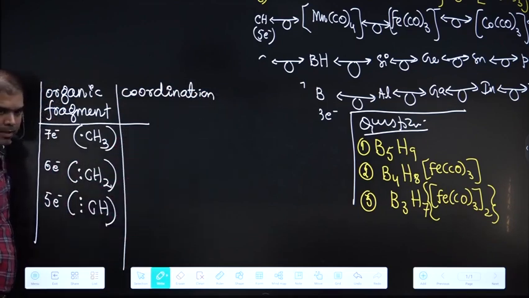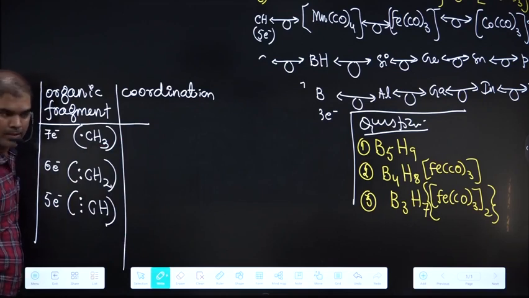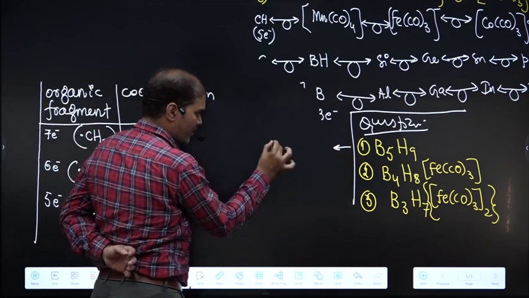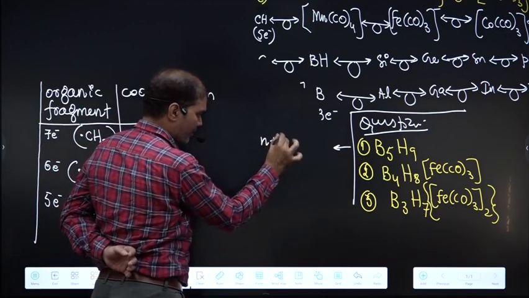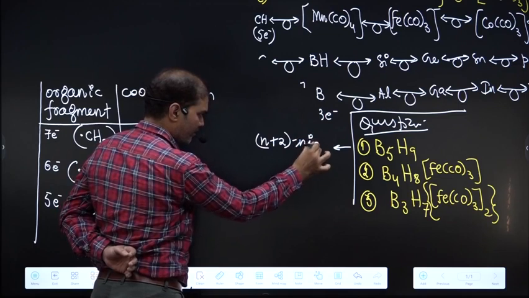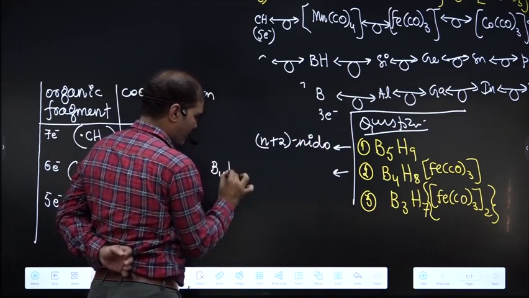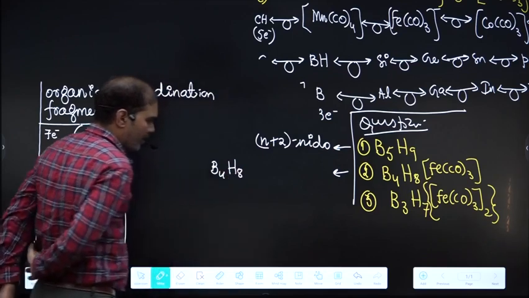Any answer? Which one? All are nido. All are nido, sure? First one, what is the difference? N plus 2, it is nido. Next one, I am taking it as B4H8.